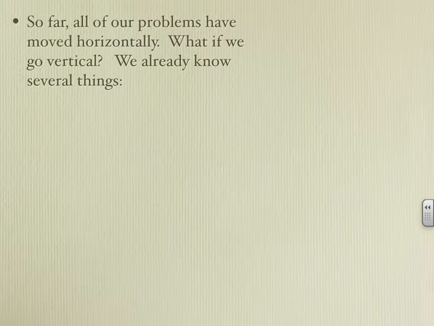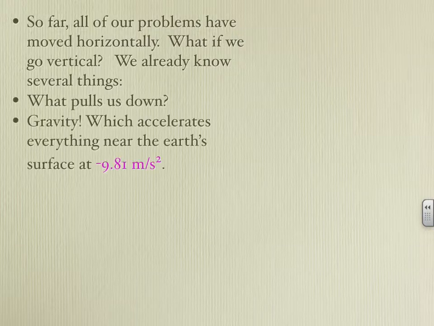If we go up and down, we already know several things. First of all, what's pulling on us? Gravity. Yes, gravity is pulling on us, and gravity accelerates everything near the Earth's surface at negative 9.81 meters per second squared. Is that number important? Yes. Do you have to have that number memorized? Yes.